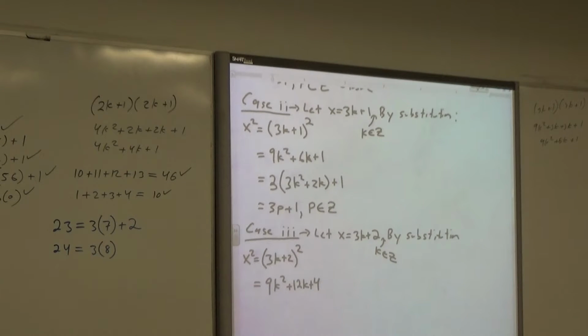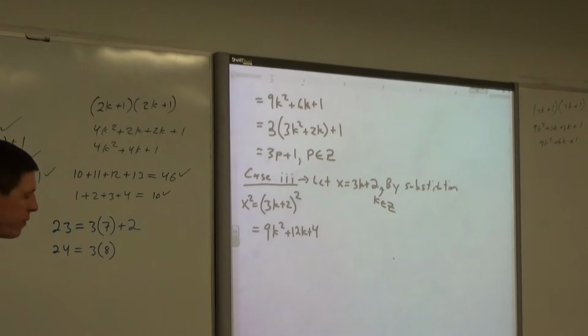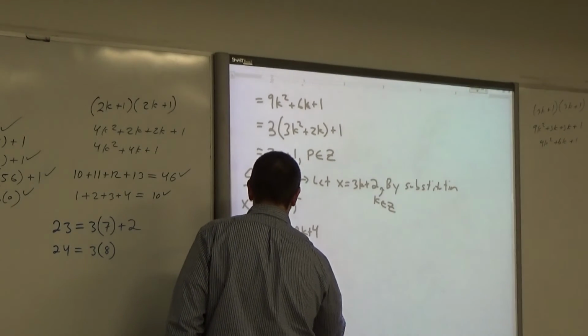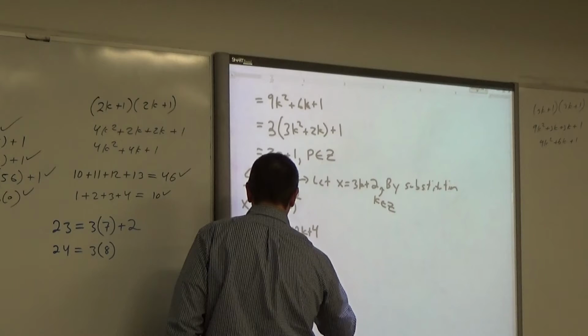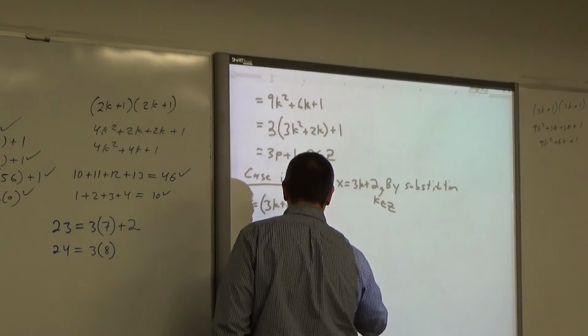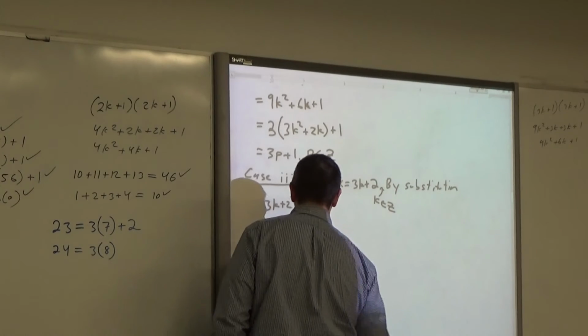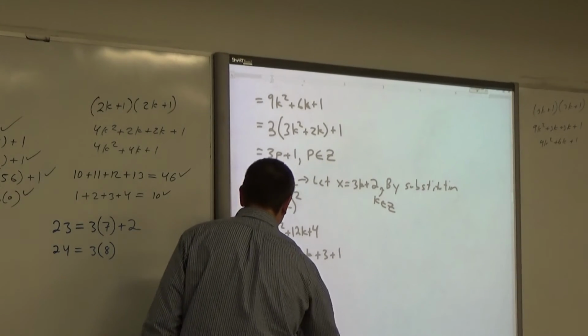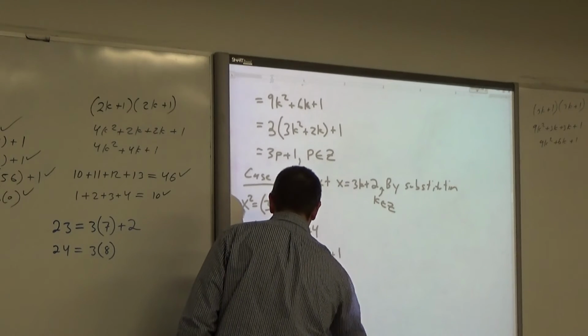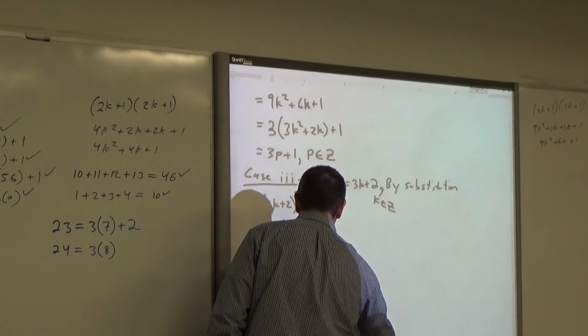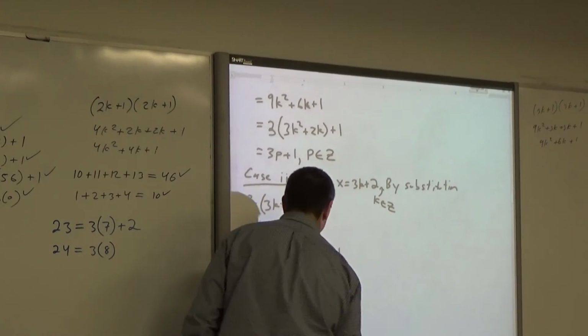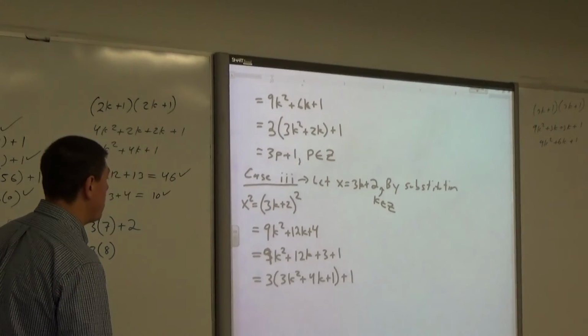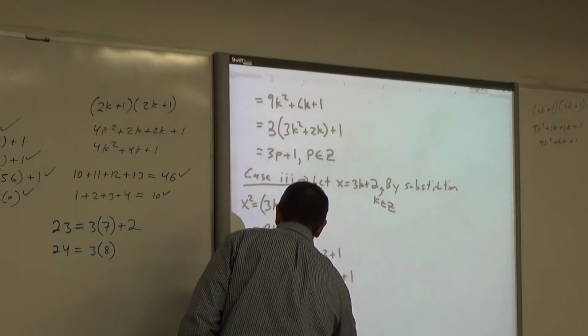All right. So at this point, guys, we could factor a 3 out from the first two. Actually, no, we couldn't yet. We have 9k squared plus 12k plus 4, so we have to write 4 as 3 plus 1, right, guys? Okay. Sneaky, sneaky. So this would be equal to 9k squared plus 12k plus 3 plus 1. Now we can factor out that 3. Now we can write this as 3p plus 1. Mercifully.